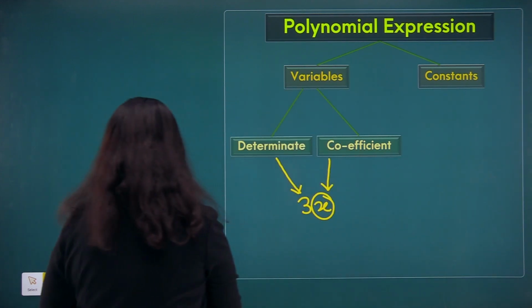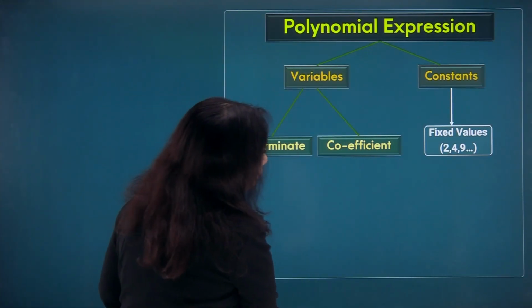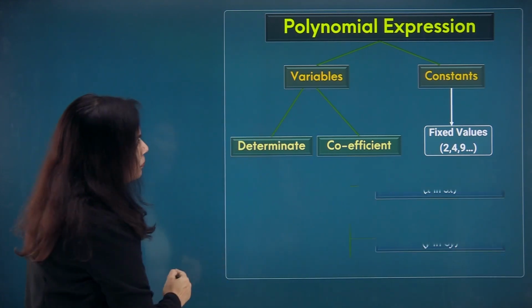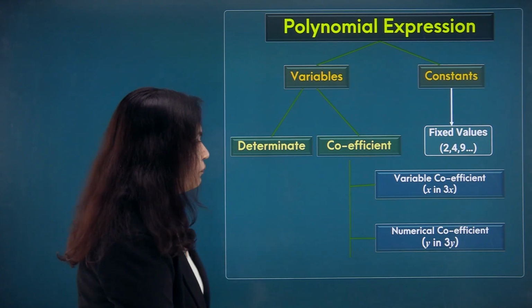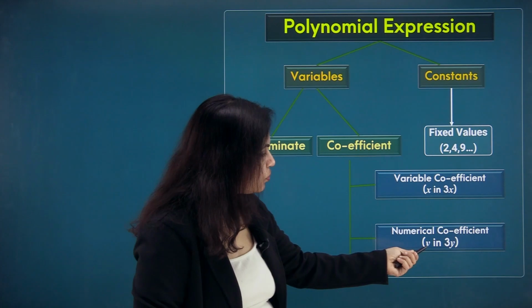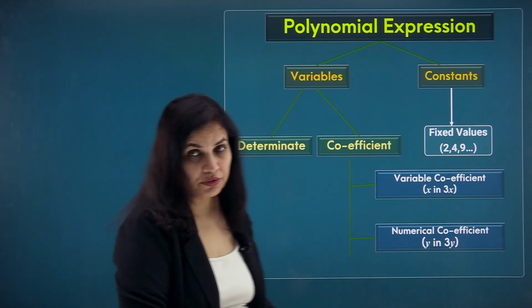Constant value, fixed values like 2, 4 and 9 and so on. We may have a variable coefficient x in 3x and a numerical coefficient as y in 3y.